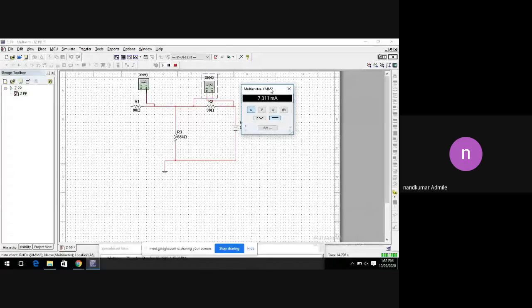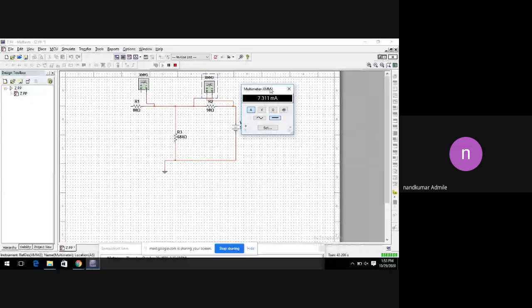Okay, so we have calculated the values of current I1 and I2. So we get the values of these four things: V1, V2, I1 and I2. Once we know the values of these four things, we can calculate the Z parameter. Now first we calculate the value of Z11. What is the formula of Z11? V1 by I1.